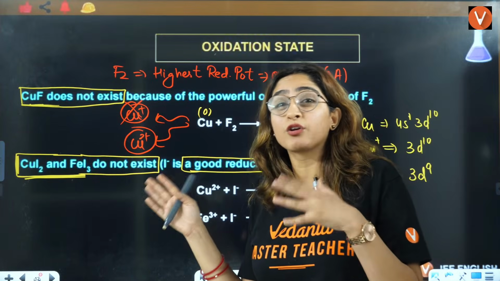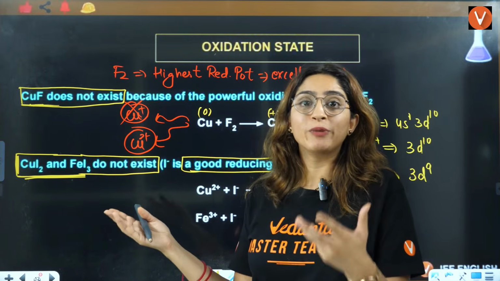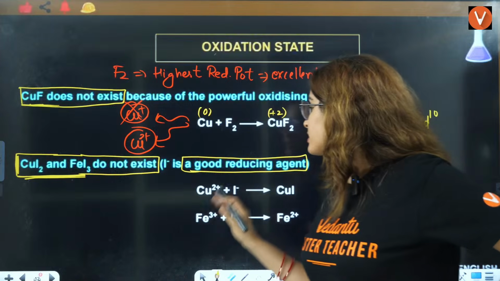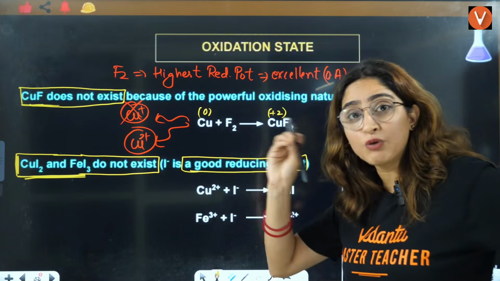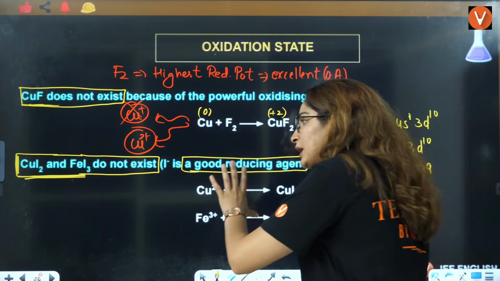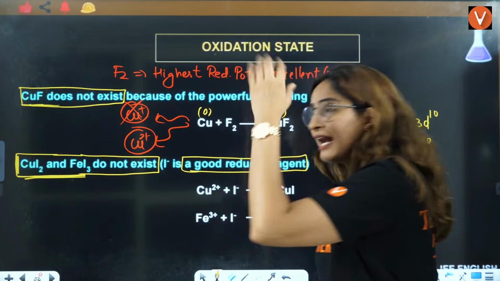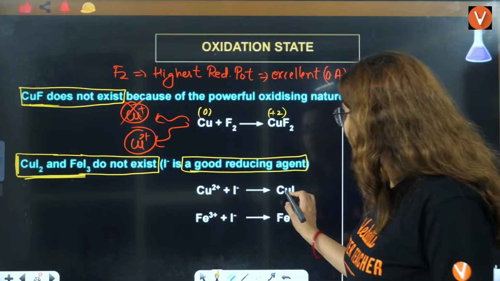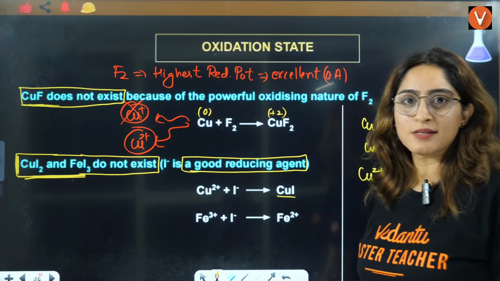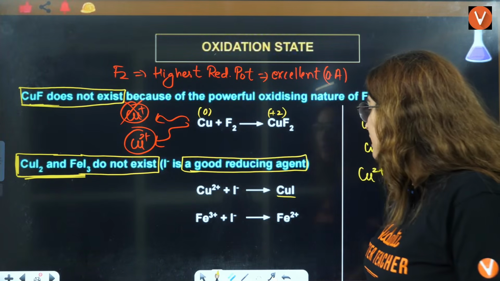This you have seen in redox reactions as well, iodimetry, right? So it's a very good reducing agent. What it will do is convert CuI2, it will not let it exist. But what will exist? CuI will exist.